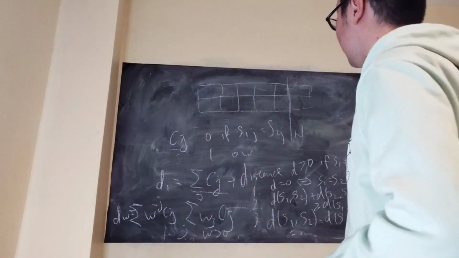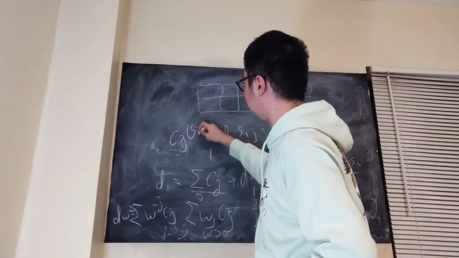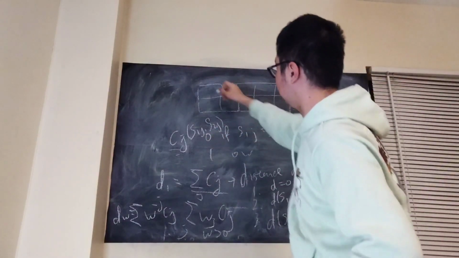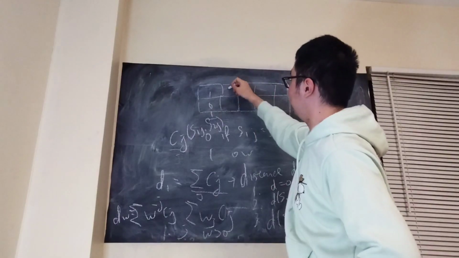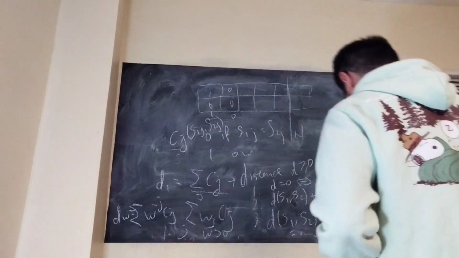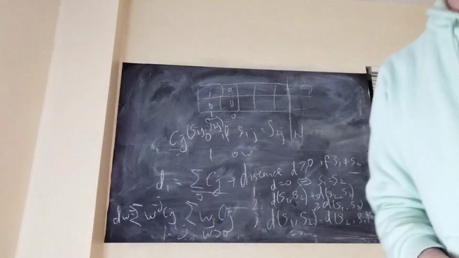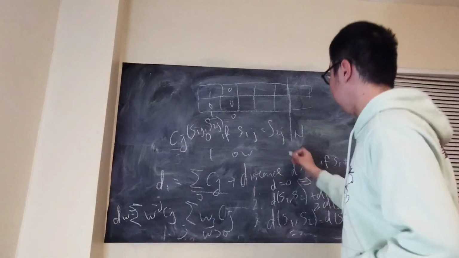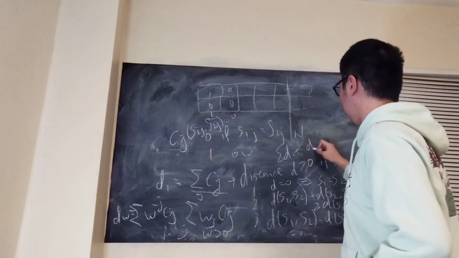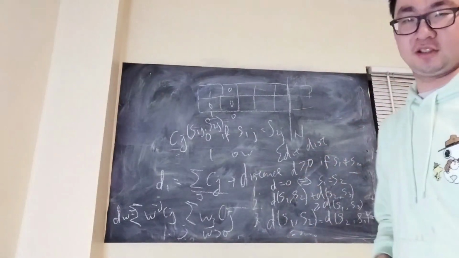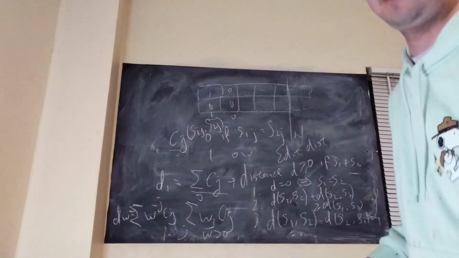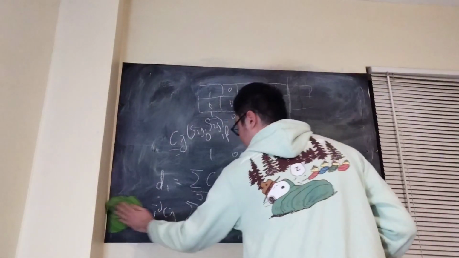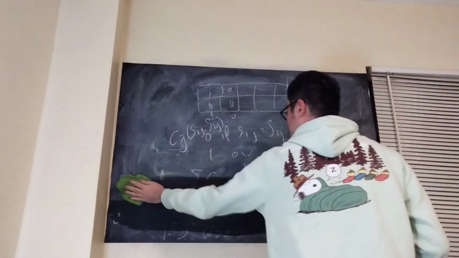Of course, Cj is a function of S1j and S2j, comparing these two. If these are different, then the Cj is 1. If these are the same, then the distance is 0. Of course, Levenshtein distance, or edit distance, is also a distance, but it's not defined like that. But it also follows the axioms, so these properties hold.